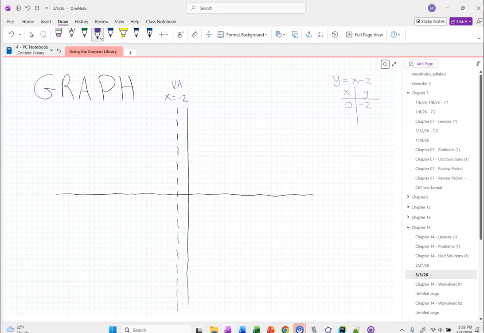-2, right? Okay. And then let's pick another value. Maybe I pick 2. Does it matter what x's I pick? No, I'm just picking stuff that's convenient. What's 2 minus 2? 0. So like here and here, and I'm just kind of drawing that in.